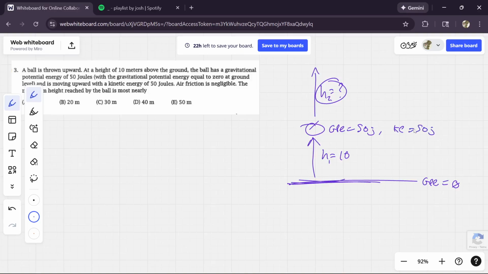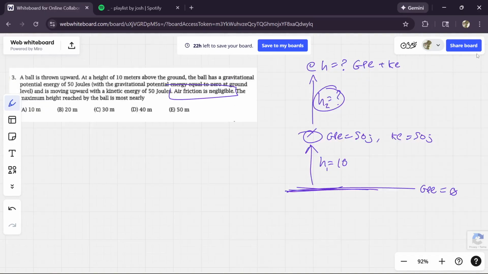The most important thing in this question is just understanding the air friction is negligible, which basically means this is just a conservation of energy question. That means at our max height, we know that GPE plus KE is still going to be equal to 100.